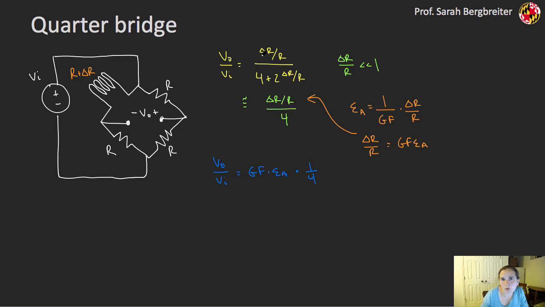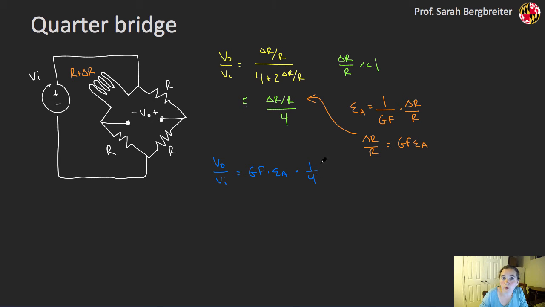The response of this quarter bridge is nominally nonlinear, right? Because I have this kind of complex function of delta R over R, or if I plug in my strain. But I can linearize it, and this is a reasonable approximation if delta R over R is much less than 1, which happens a fair amount of the time. If I linearize it, I get this output over my input voltage, or I can think of this as my output voltage being my input voltage times the gauge factor of my strain gauge times the applied strain times 1/4.